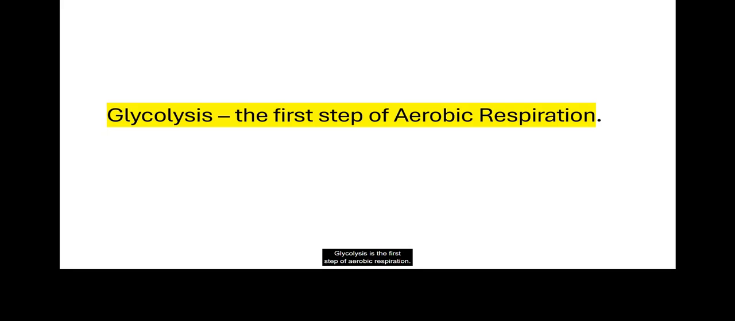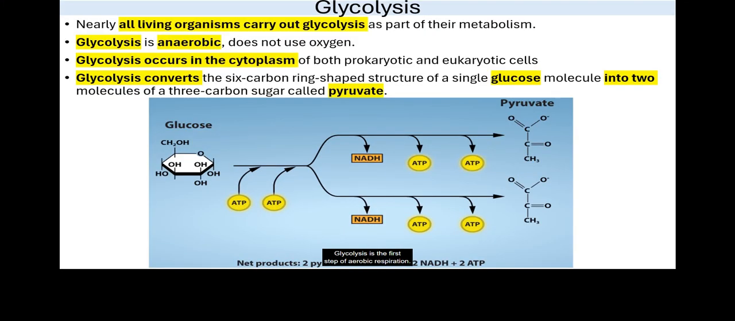Glycolysis is the first step of aerobic respiration. Glycolysis happens in almost all cells of all living organisms, and it's an anaerobic process. It means it doesn't require oxygen. An means negative, no, aero means oxygen. Glycolysis occurs in the cytoplasm in both prokaryotic and eukaryotic cells.